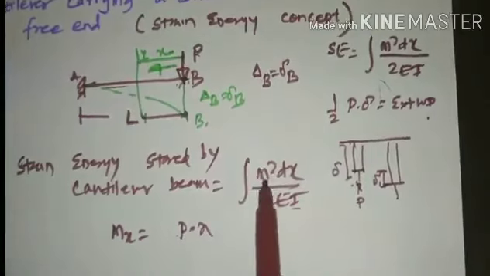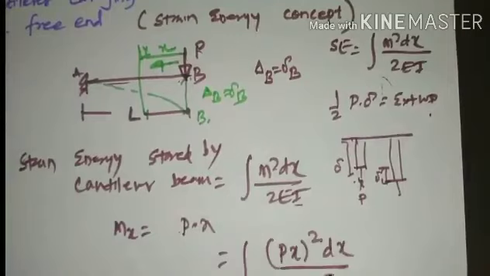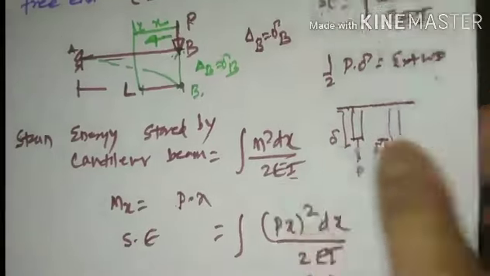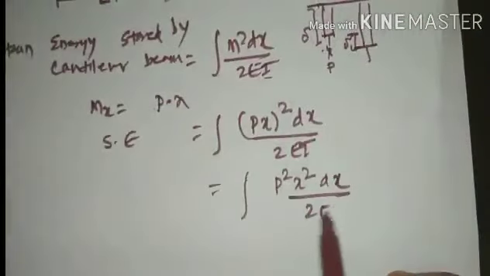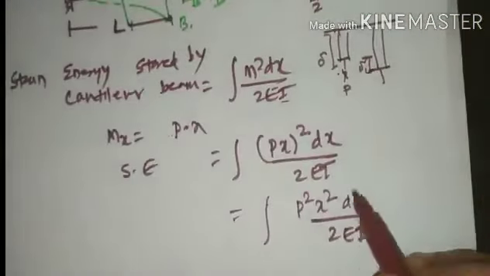Once we substitute the value here, this will be the integral of (P x) the whole squared dx divided by 2EI. This is the strain energy stored by the cantilever beam subjected to the external loading. Once we substitute, we can expand as P squared x squared dx divided by 2EI. Now the integration term needs to be expanded. This will be integrated with respect to dx.